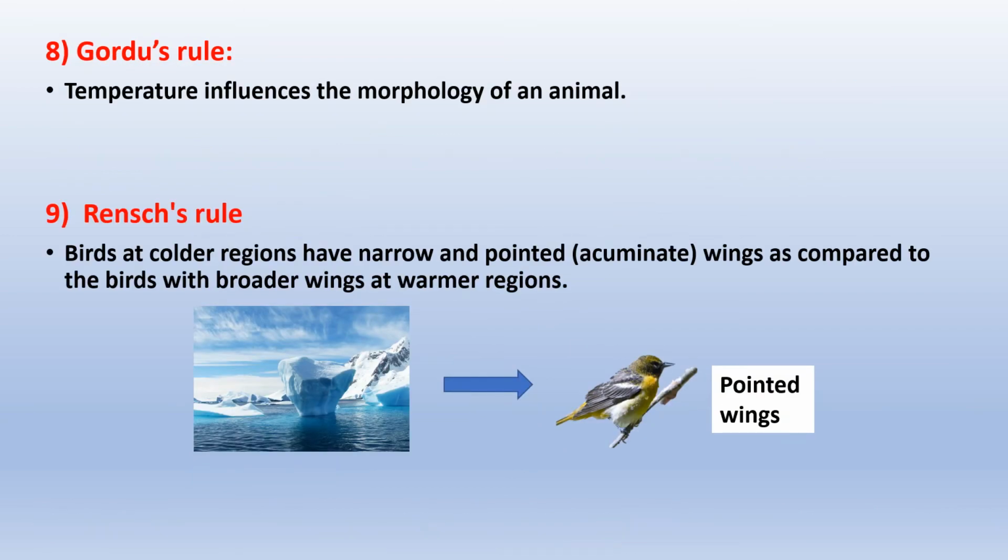Gordu's rule. There are not many known facts about this rule. So you just have to remember that temperature influences the morphology of an animal. That's it. So the key point in this rule is that temperature affects morphology.